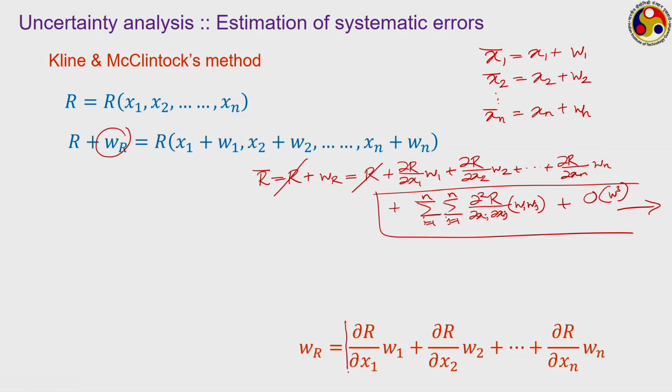Here, dou R dou x1 is called the sensitivity of R to the variable x1. Similarly, dou R dou x2 refers to the sensitivity of R to x2. This way, each of these differentials refers to the sensitivity of the output to the corresponding input, and W1, W2, etc., are the uncertainties present in each of the measurements.